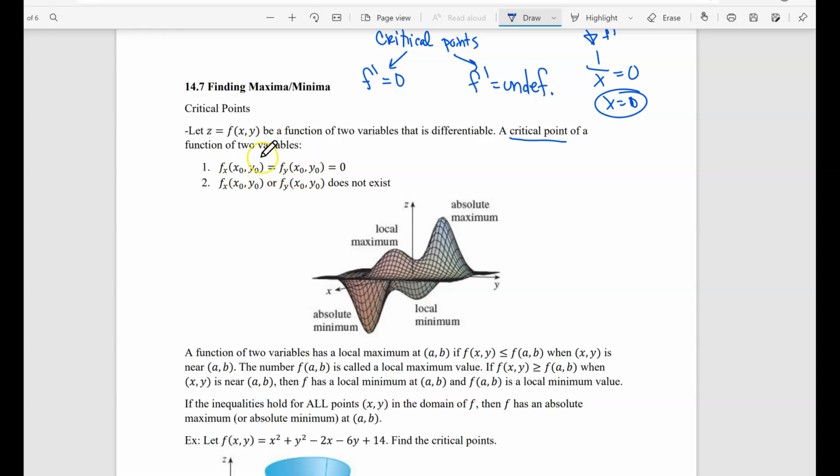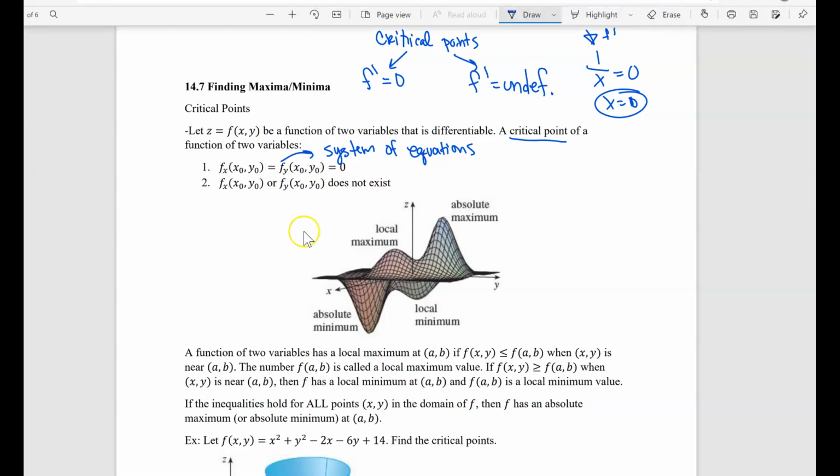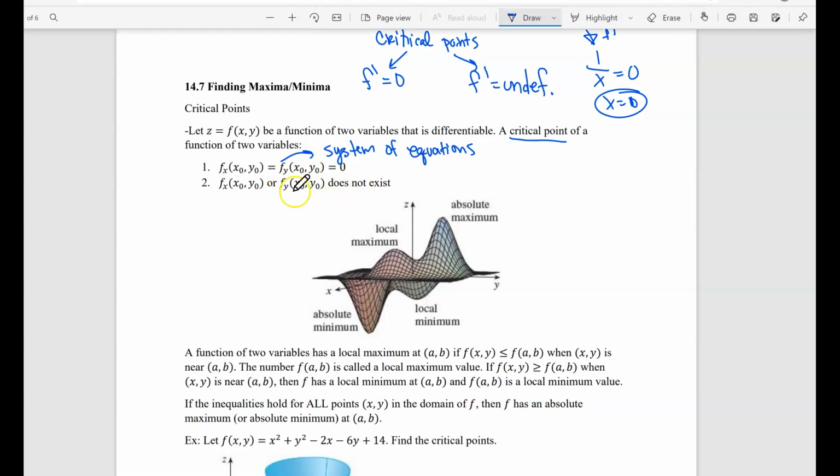And what we would need to do is solve a system of equations. So sometimes this gives us a system of equations, and we would need to solve this particular system. All right. Now, it's also a possibility that f sub x and f sub y do not exist. Or just how I have it here, I could have easily had it like 1 over xy, and then x and y would both be critical points.